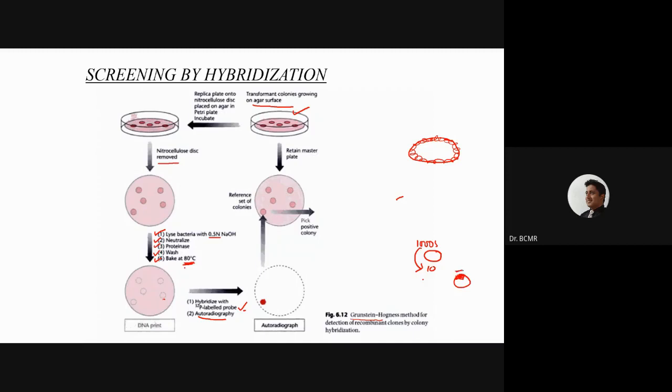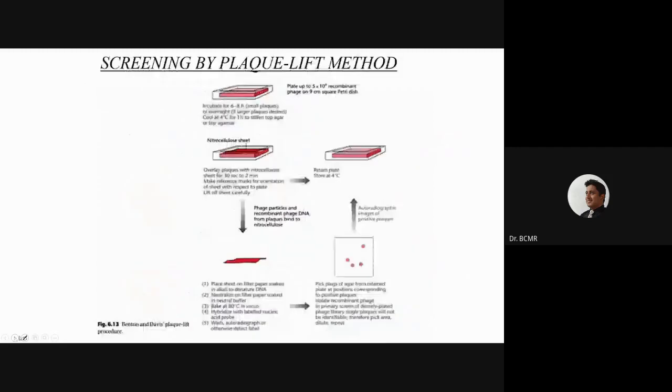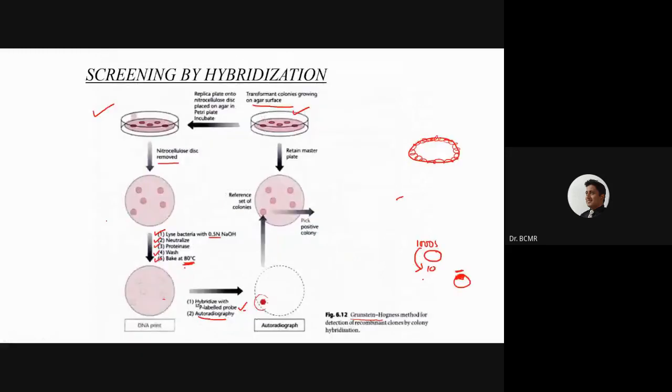When you add the probe, it might bind to some. And it is radioactivity, which can amplify the signal several fold. So you will be able to identify the colony on the master plate which may have the gene or sequence of interest that you are choosing. There is another method. The method that we have discussed here is for colonies. This one is called colony hybridization.